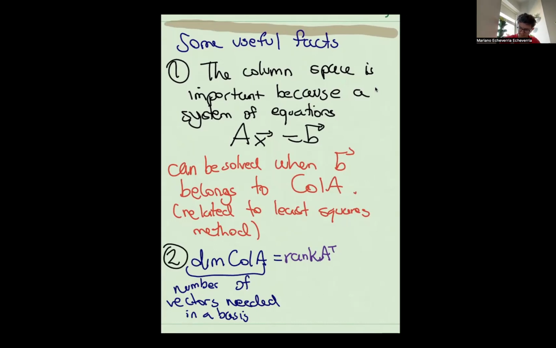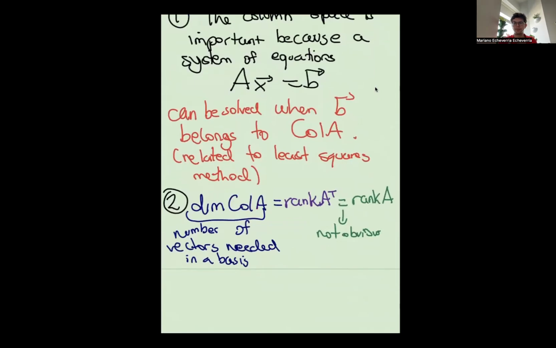So let me put that here. This is very not obvious. Surprisingly, the matrix A and its transpose have the same rank, and so the dimension of the column space is the same as the dimension of the row space. They're just the rank of the matrix A.